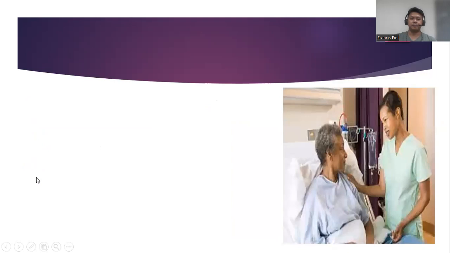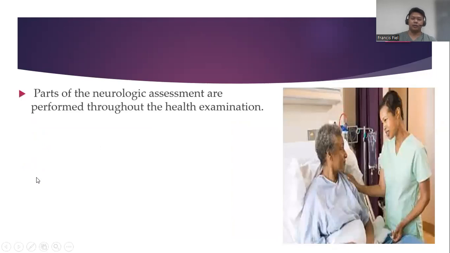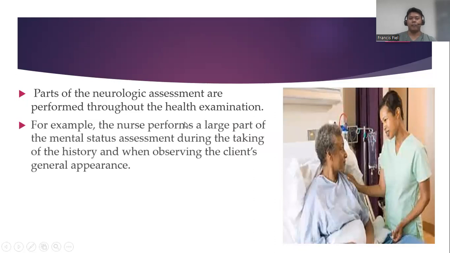All right. Next. So parts of the neurologic exam or assessment are performed throughout the health examination. So example, when you are talking to the patient, observing the patient, asking for the history of the patient. By doing that, you're already looking at the general appearance of the patient. You are now able to see if meron bang abnormality in balance or gait, or is the patient awake, or the mental status of the patient.